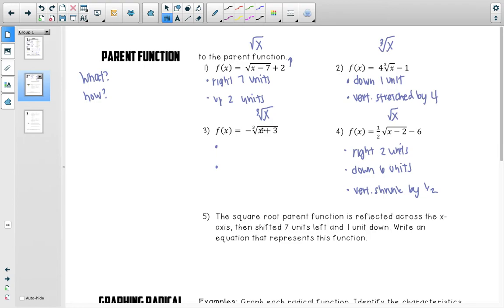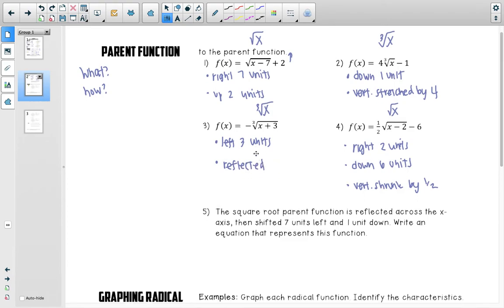I always like to do what's on the inside first. It's just what I like to do. You don't have to. Since it's adding on the inside, it's the opposite. So it's not going to go to the right like you think. It's going to go to the left, and that's this weird displacement thing that happens. The negative is the other thing, and any negative always makes it reflect. And you don't need to put over the y-axis. We're not going to talk about that.